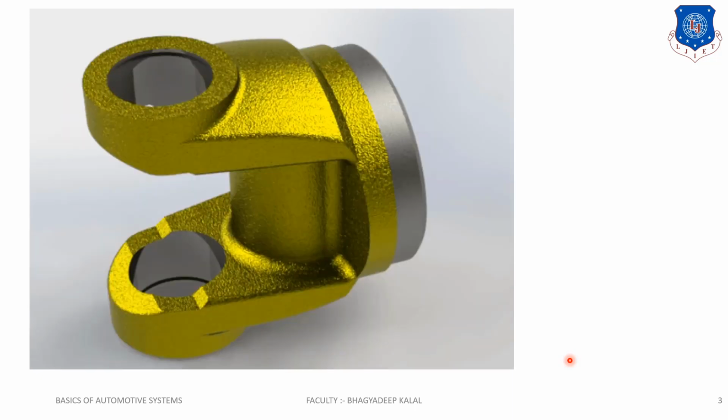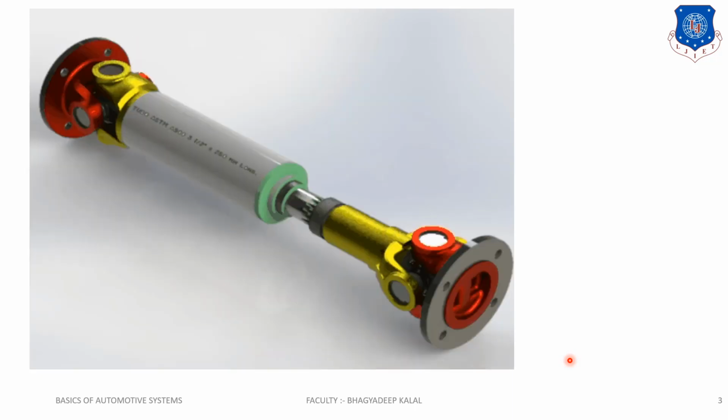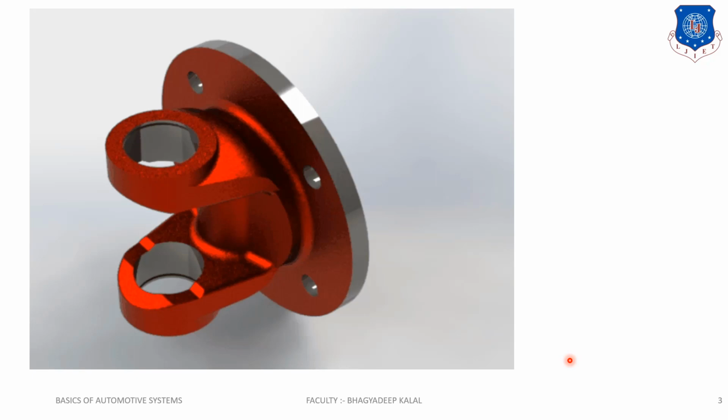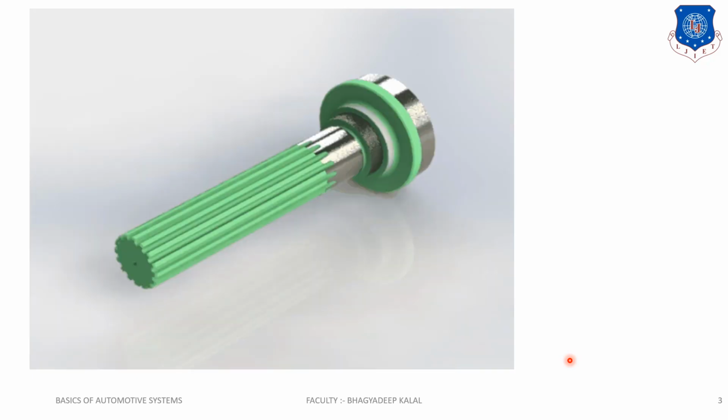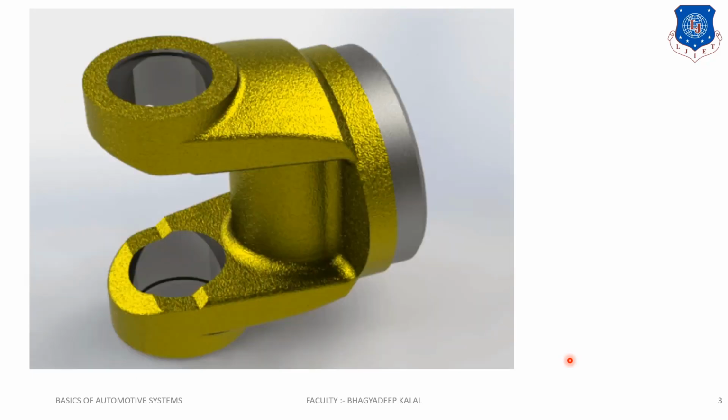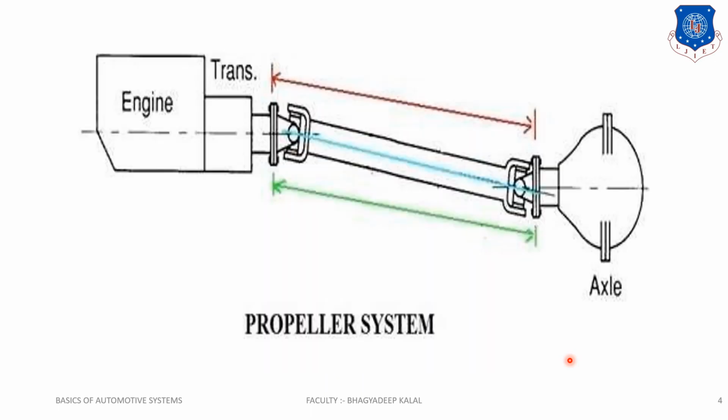This is our yoke, and this is the total propeller shaft. This is the spider or arm, and this is the slip joint. So this is our diagram of that propeller shaft assembly. Let me explain what a propeller shaft is.